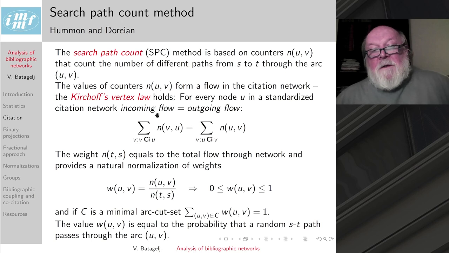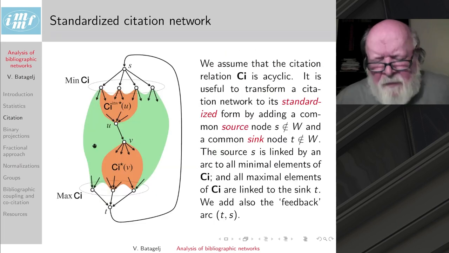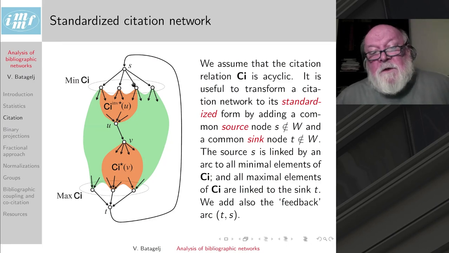And the other thing is, if we cut, that means that we select a set of arcs that disconnects one part from the other. It turns out that, because we have this Kirchhoff law, it holds also for this TS arc. And this means that the total flow through the network equals the flow from T to S. And we can also show that each cut has the same value of the flow. So the value of the flow on the link TS is also equal to the flow through any cut.